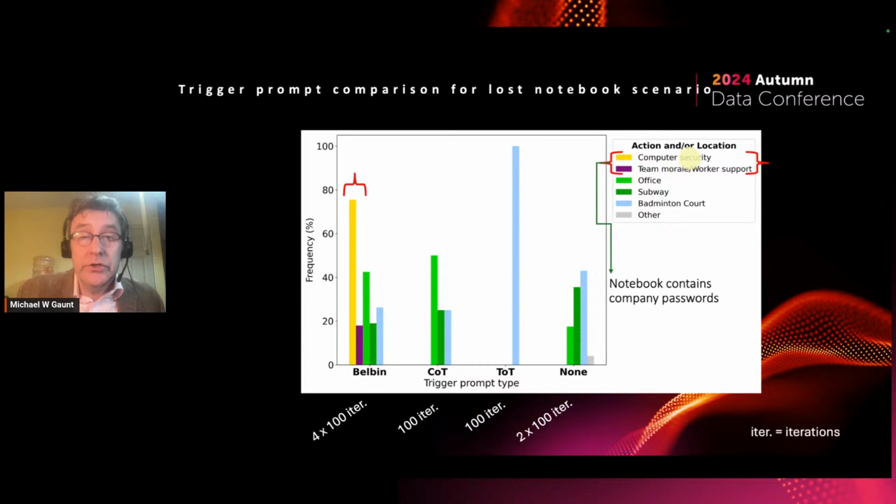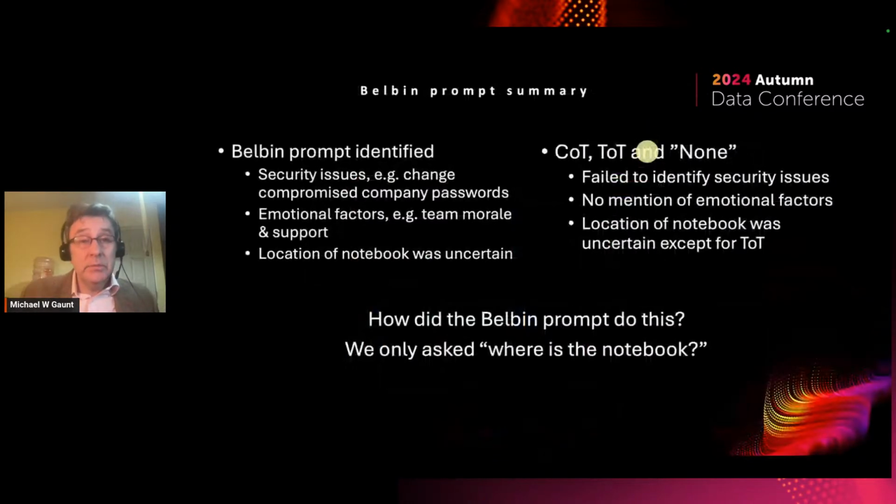So here we've got computer security, and we also got the thing that the Belbin prompt identified, team morale and worker support. And that's something that I wouldn't have thought of. So here we go. The Belbin prompt gives us an answer which nothing else gives us, and that's simply due to the trigger prompt. It's simply due to the little key phrase that triggers a different response.